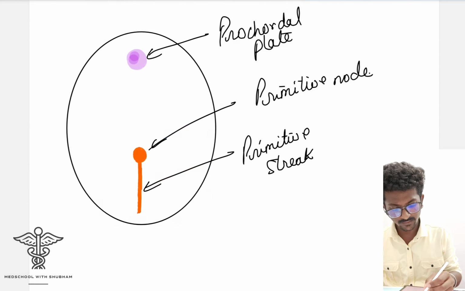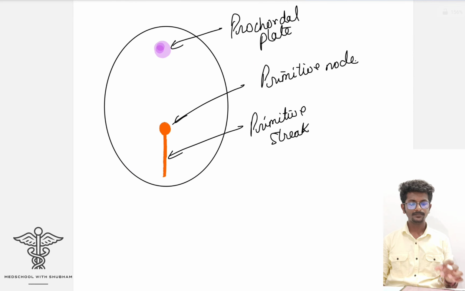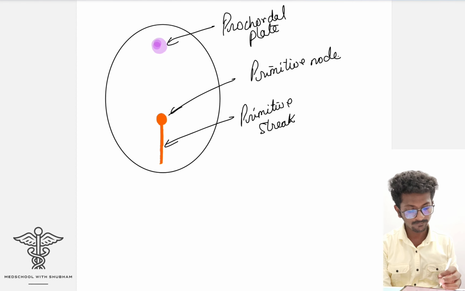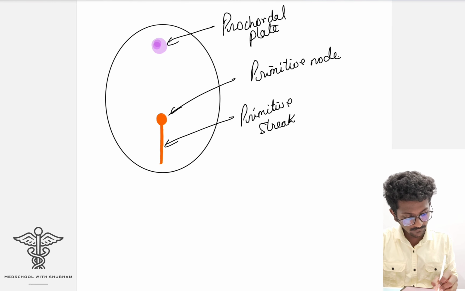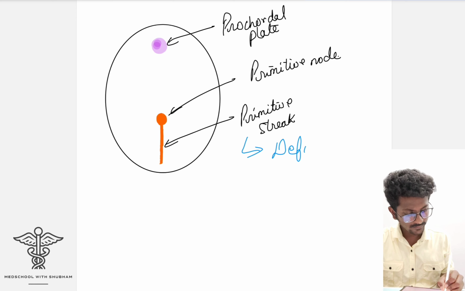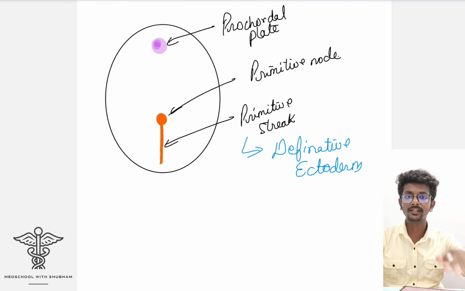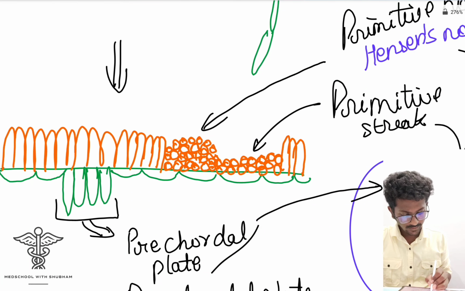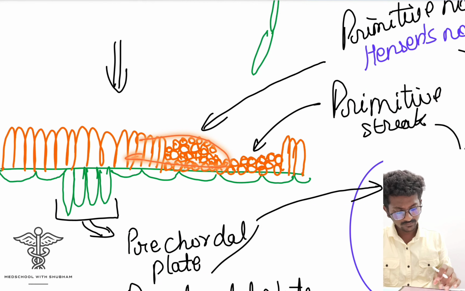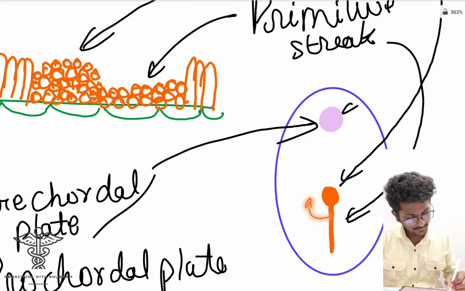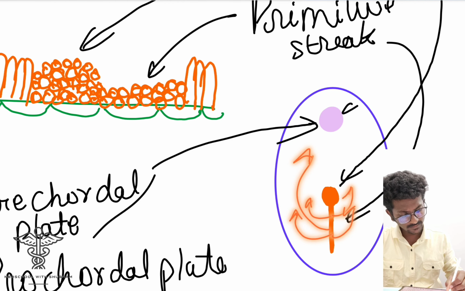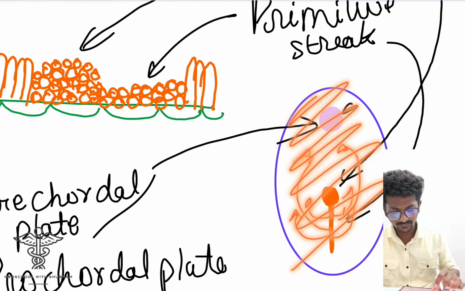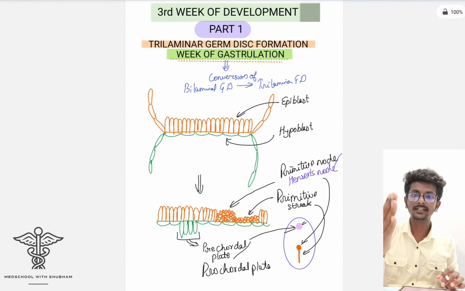First let's know the significance of the primitive streak. Now what will happen? This primitive streak will start proliferating, and then it will replace all the epiblast cells and all the hypoblast cells, and then it will form the definitive ectoderm. First it will replace all the epiblast cells. Means what? Your primitive streak was there, it will start proliferating the cells over here in this direction, and then it will replace all the epiblast cells, and now it will form the definitive ectoderm.